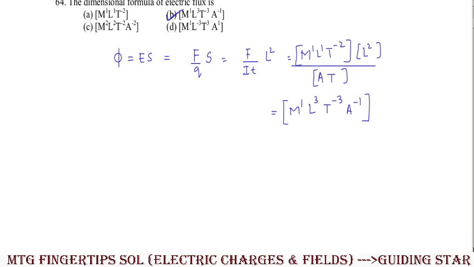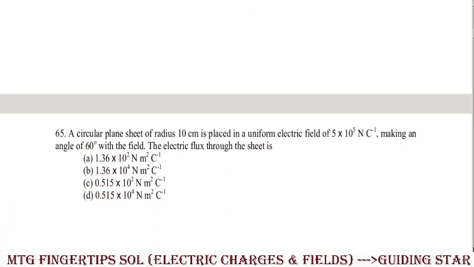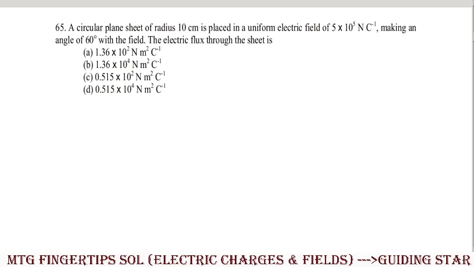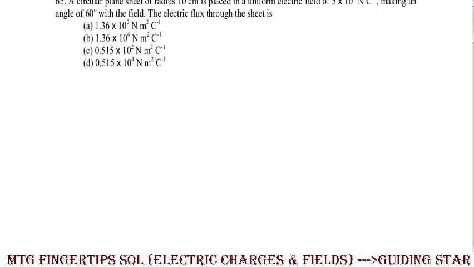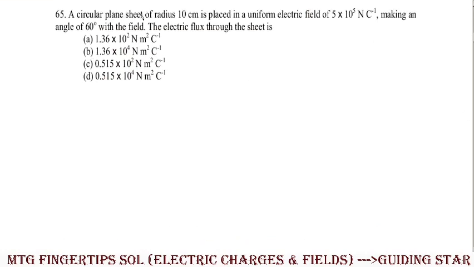Next, moving to question number 65. Here in this question, a circular plane sheet of radius 10 cm is placed in a uniform electric field of 5 into 10 to the power 5 Newton per coulomb. Clear? There is a circular plane sheet whose radius is 10 centimeter. Clear? And it is placed in a uniform electric field.